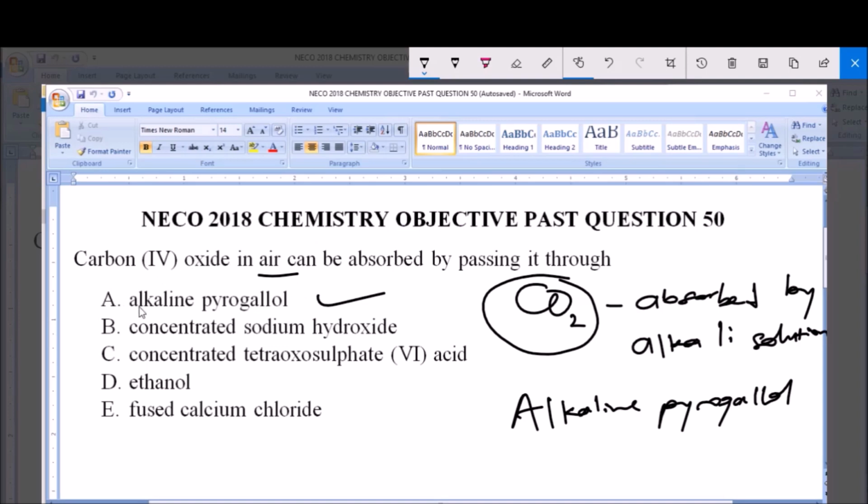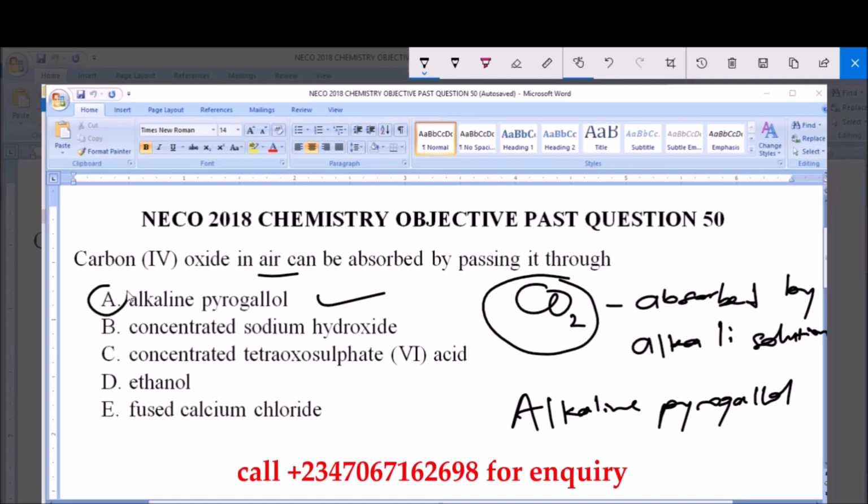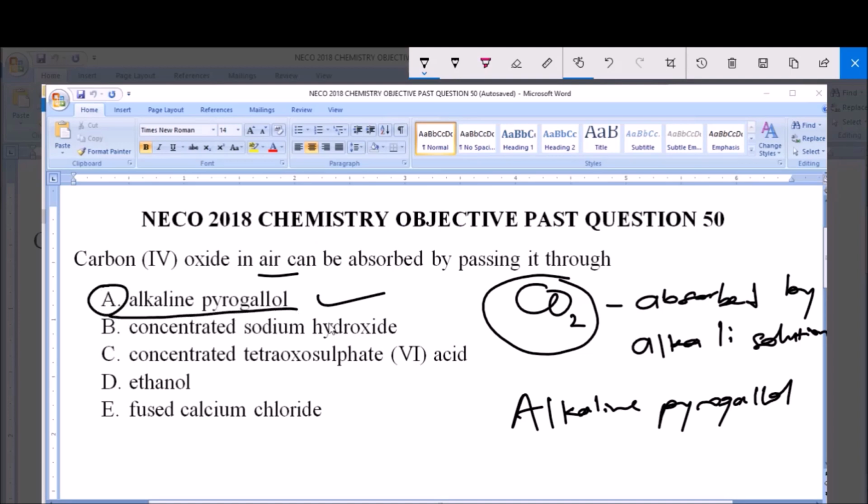When air is passed over alkaline pyrogallol, in order to prepare nitrogen or oxygen from the atmosphere, the carbon(IV) oxide will be trapped. The entire carbon(IV) oxide in the air will be trapped by this what? Alkaline pyrogallol. So alkaline pyrogallol is more suitable for absorbing what? Carbon(IV) oxide from the air.